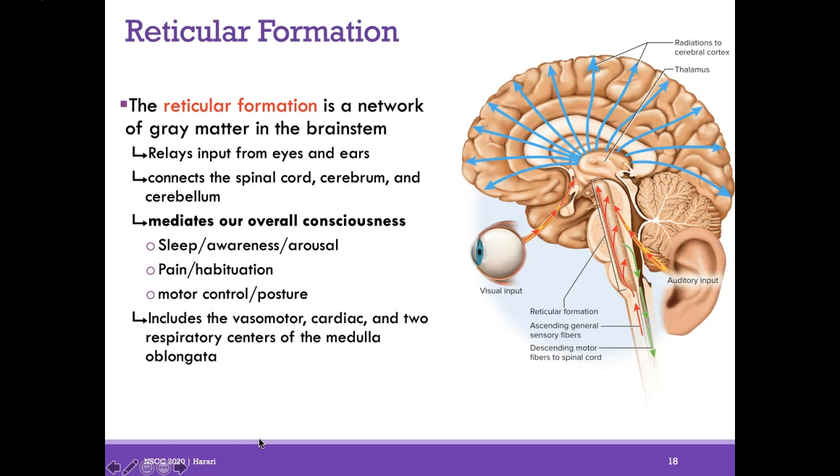The reticular formation includes the vasomotor, cardiac, and respiratory centers of the medulla oblongata, which is over here. So the reticular formation is very complex. It also has other roles in pain modulation and habituation, and how we learn to ignore repetitive stimuli. So if you're in a very loud city, every day you stop hearing all the noise outside because you get habituated.